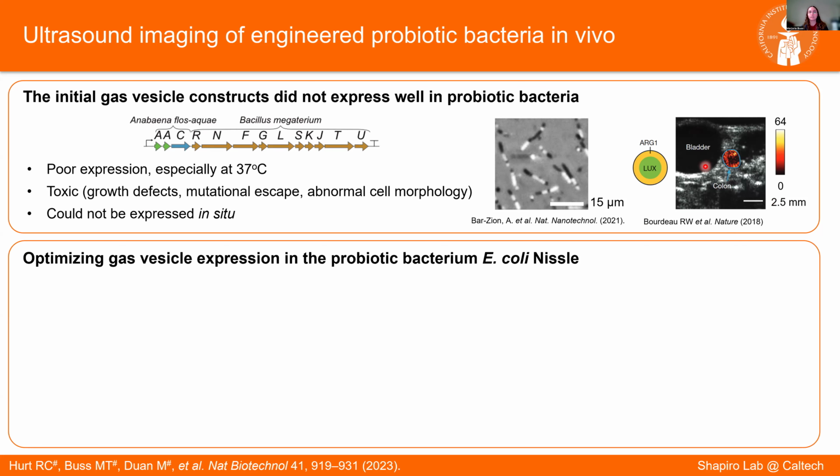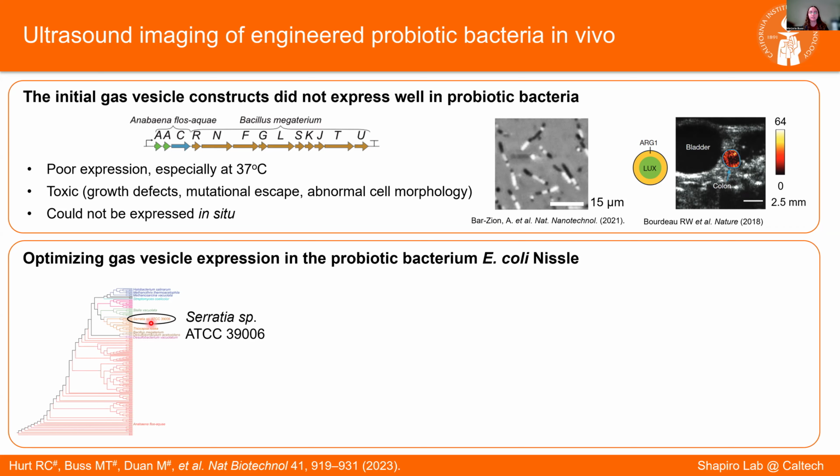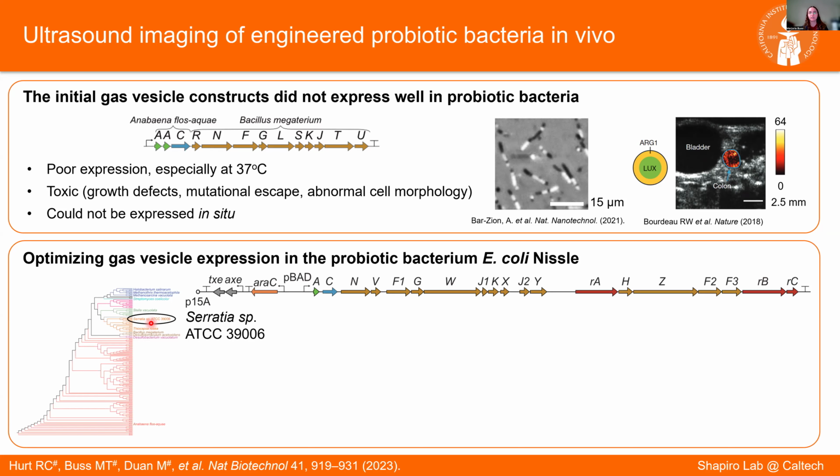And for this, we chose the widely used probiotic bacterium, E. coli Nissle. And the approach we took here was a genomic mining approach where we took gas vesicle genes from a variety of different microbes known to express gas vesicles and tried them in E. coli. And you can read more about this in the paper, but long story short, the gas vesicle genes from this strain of Serratia worked the best for expression in E. coli. And then for porting it into E. coli Nissle, we had to do some optimization of the backbone. So we put it on a low copy origin backbone with arabinose induction and a stability cassette.